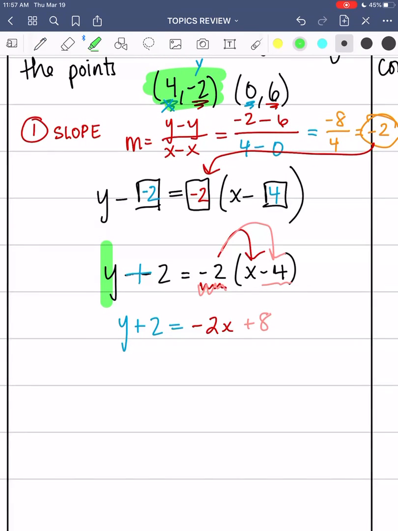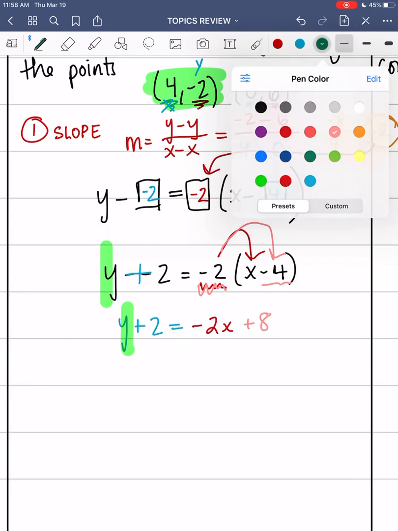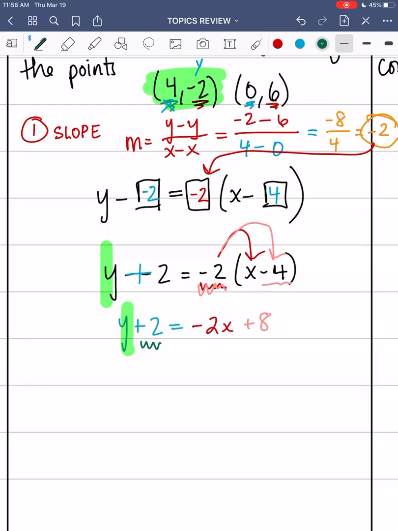We're still trying to get y by itself. The only thing in the way right now is this plus 2. So in order to move that plus 2, we just have to do minus 2 on both sides. When I subtract 2 from the other side, it's not going to come away from the thing with the x's. It's going to come away from the other just number. So here we go. We have y equals negative 2x plus 8 minus 2 is plus 6.